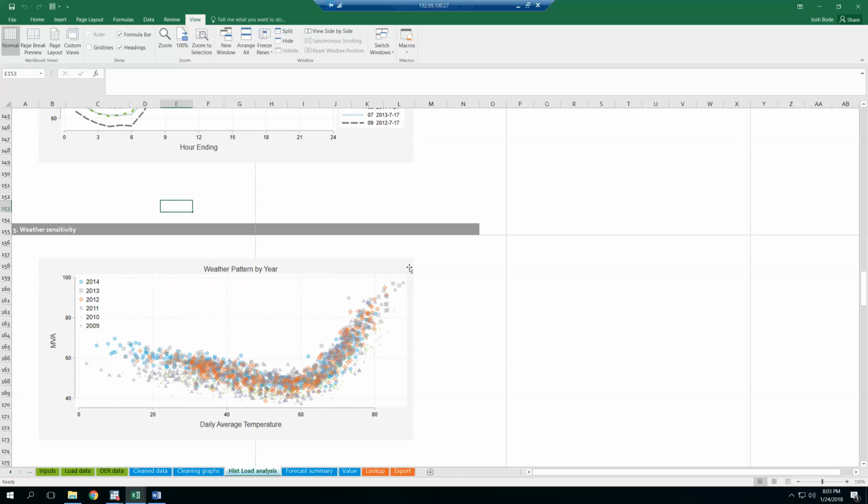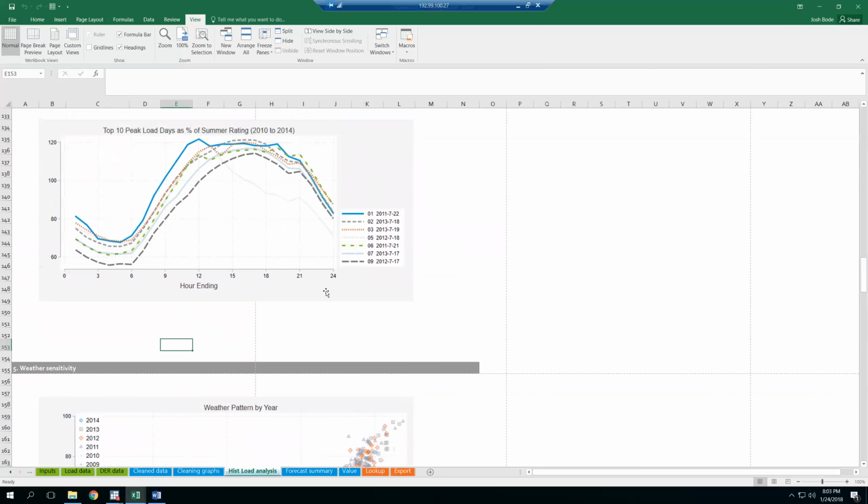And if we go to the upper extreme, we see more of the squares and the triangles, and maybe a couple of these other ones. So that's 2013 and 2011, and a little bit 2012, which happened to be those top 10 peak days overall.